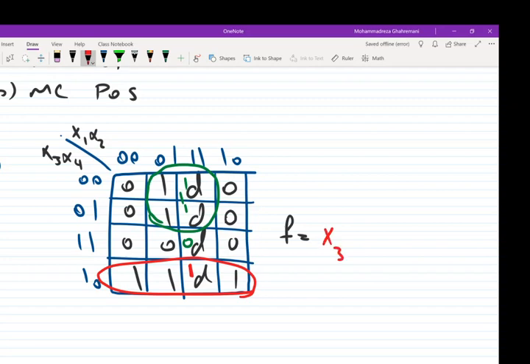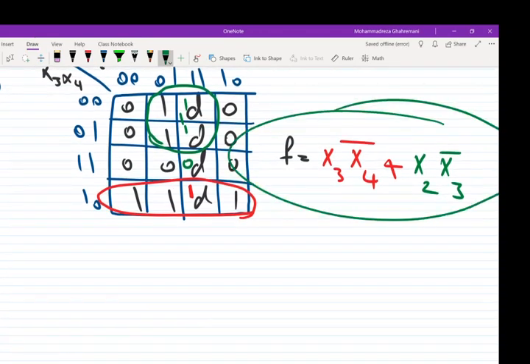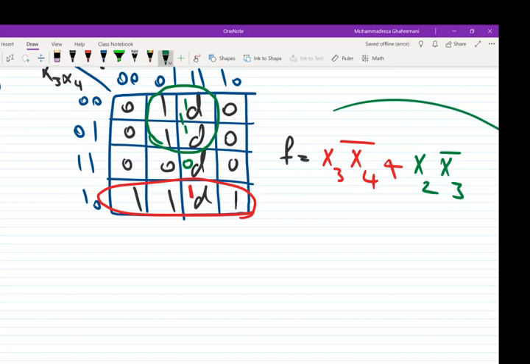So the function for the red group is x3 x4 bar, plus for the green group, we see that x1 is changing, x2 is 1 for all cells, so it's x2, x3 is constant, it's 0 for all cells, so we say x3 bar, and x4 is changing, so it's cancelled. So the minimized function is x3 x4 bar plus x2 x3 bar.